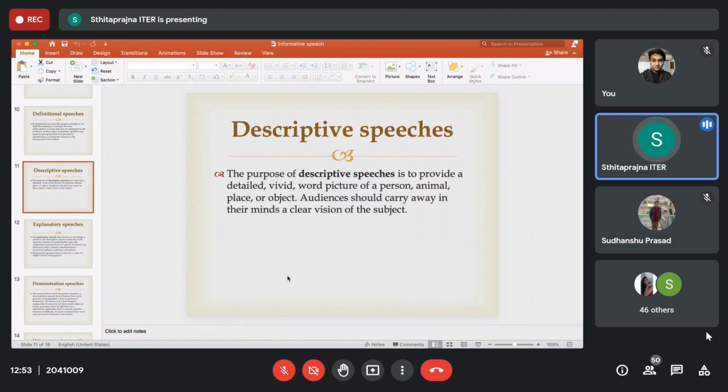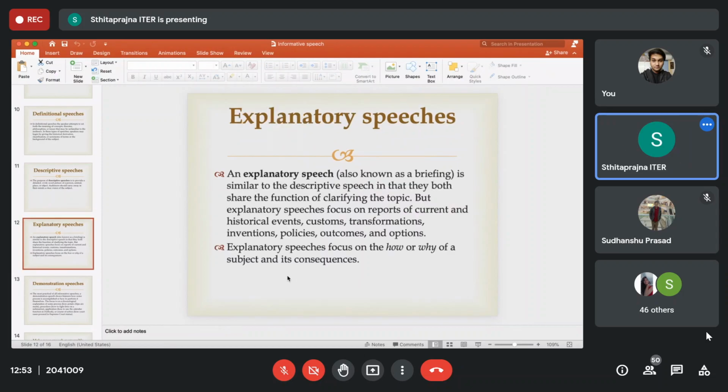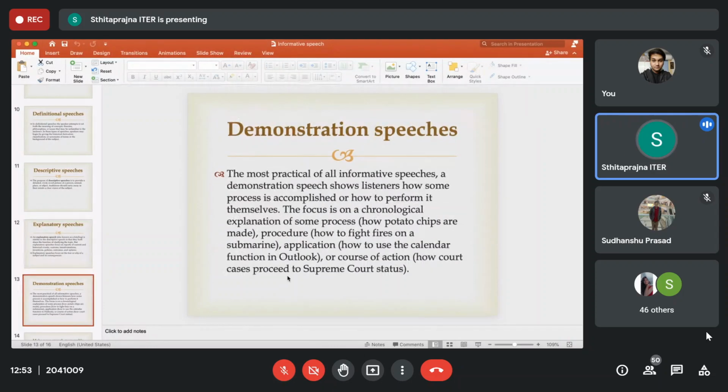And for this, you must have a very active vocabulary of adjectives and verbs. Very important, because this gives a vividness to your speech, to your talk. Explanatory: explaining a process, why or how. And demonstration: we are literally demonstrating to them how to do a certain thing. So all of them come under the informative speech arena.